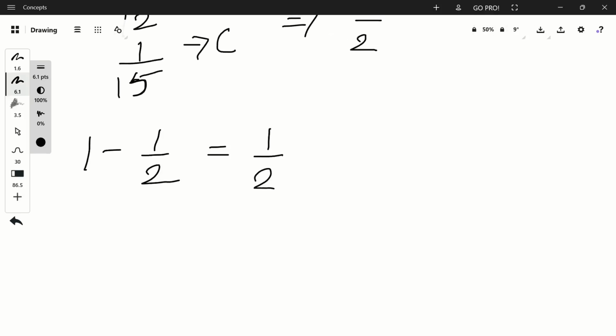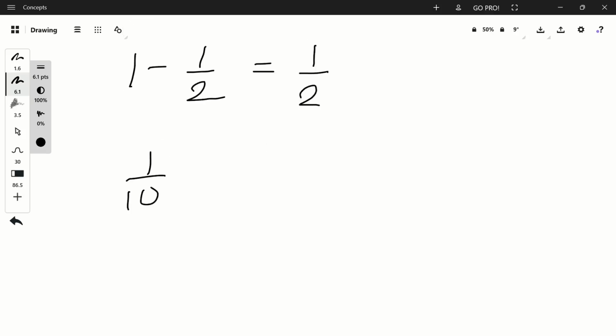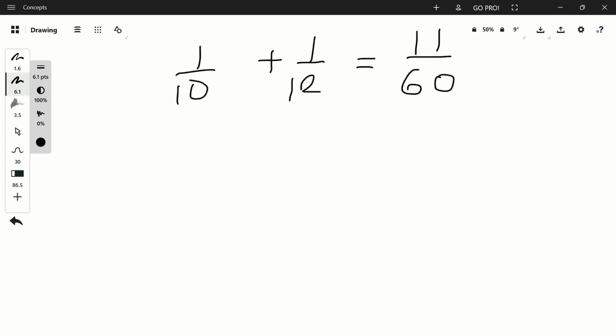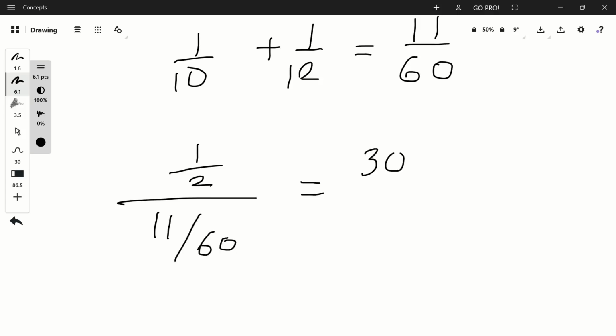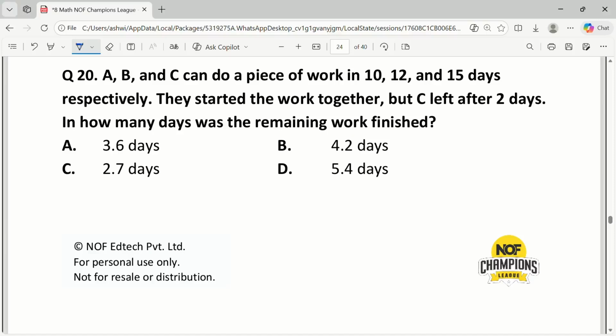After 2 days, C left. A and B continued the work. Their daily work rate combined is 1 upon 10 plus 1 upon 12, which is equal to 11 upon 60. Days to finish the remaining work is equal to remaining work upon the combined rate of A and B, which is 1 by 2 upon 11 by 60, which is equal to 30 by 11, which is equal to 2.727 days, which is equivalent to answer C, 2.7 days.